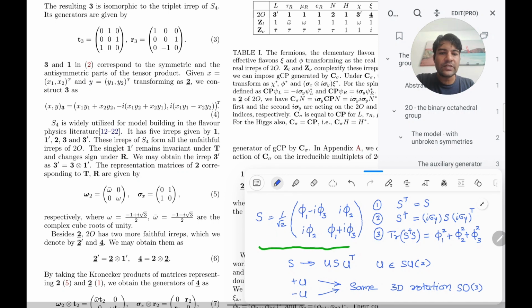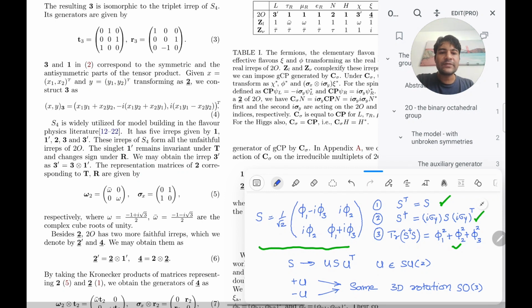This matrix is also constructed with three real variables, phi1, phi2, and phi3. And the matrix has the following properties. It is symmetric, so S transpose is S, and its dagger is equal to i sigma y S i sigma y transpose, and also the trace of S dagger S is the square of the length of the 3-vector, phi1 squared plus phi2 squared plus phi3 squared.